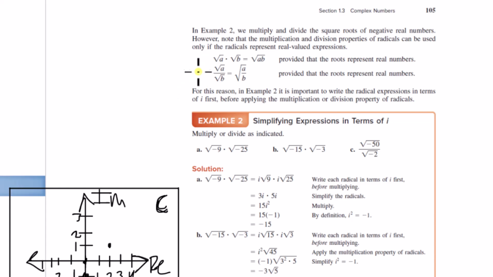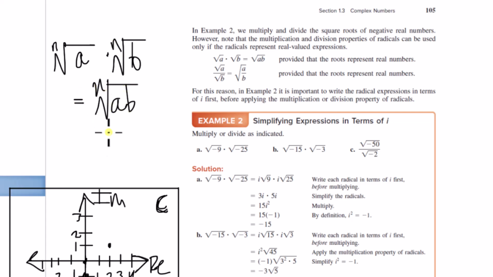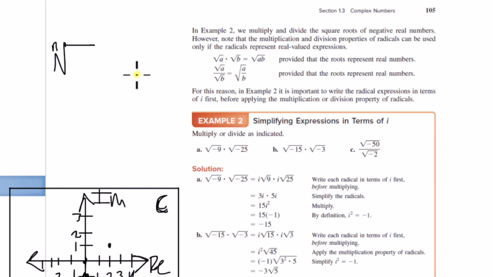So if you've got these properties of radicals here, like if you had the nth root of A times the nth root of B, you could combine those and get the nth root of A times B. Well, we have to say that we're only allowed to apply this property if n is even and the radicands are both positive. And this is kind of confusing. It's like, well, why not? So what's wrong with this?